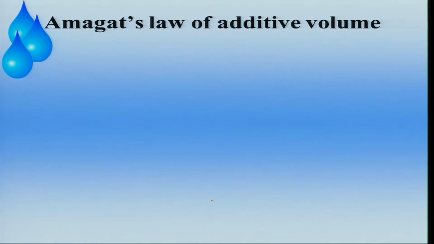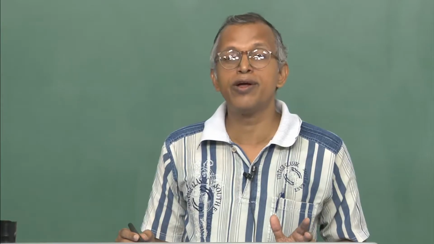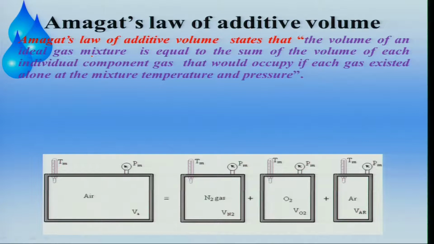We also need to look at Amagat's law of additive volumes, which states that the volume of an ideal gas mixture is equal to the sum of the volumes each individual component gas would occupy if each gas existed alone at the mixture temperature and pressure. In Dalton's law of partial pressure, we consider the temperature and volume to be the same for both the mixture and each component. In this case, the temperature and pressure are the same, which means the volume will change. For example, for air, the total volume of the air will equal the sum of the volumes of nitrogen, oxygen and argon gas at the same mixture temperature and pressure.